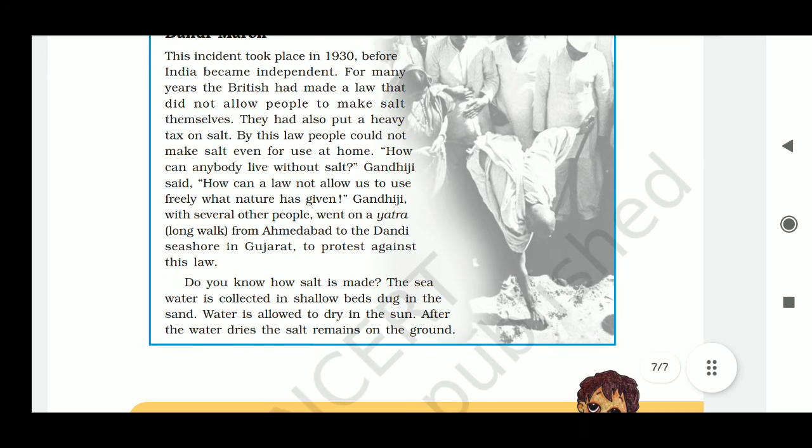At that time Gandhiji said, how can a law not allow us to use freely what nature has given?